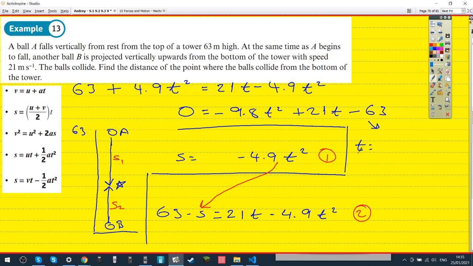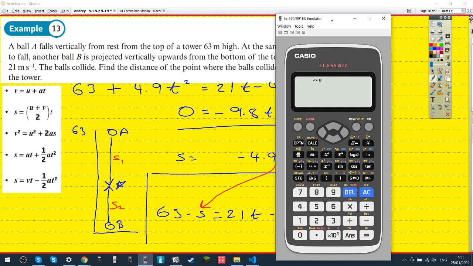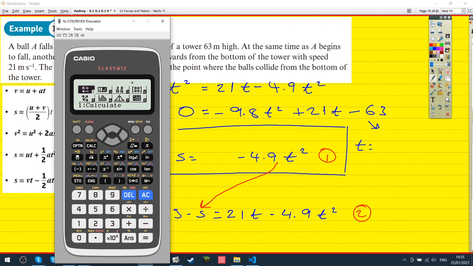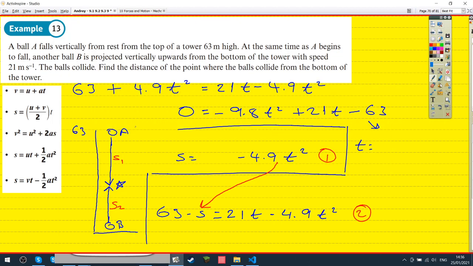It says it's got no real roots. Dagnabbit. This question continues to confound me. Where did we go wrong?